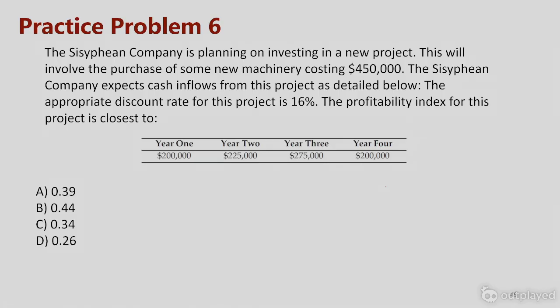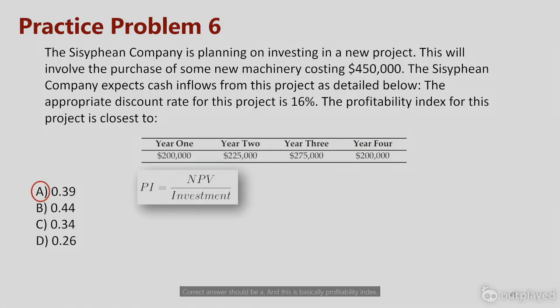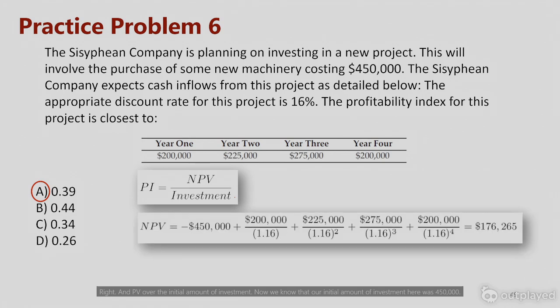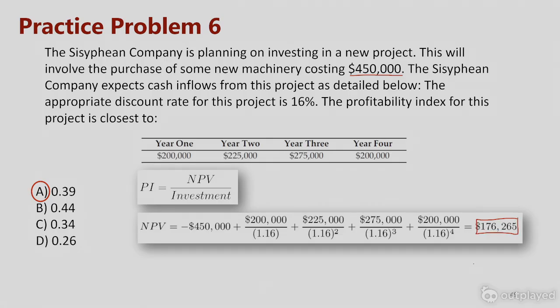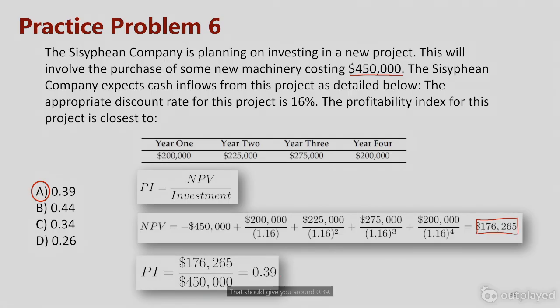Now, assuming you have done this, the correct answer should be A. And this is basically the profitability index, right? NPV over the initial amount of investment. We know that our initial amount of investment here was 450,000. So once you do your NPV calculation, this is our NPV. All you have to do is divide it by the value of the initial investment, which is 450,000. That should give you around 0.39. That's your profitability index for this practice problem 6.